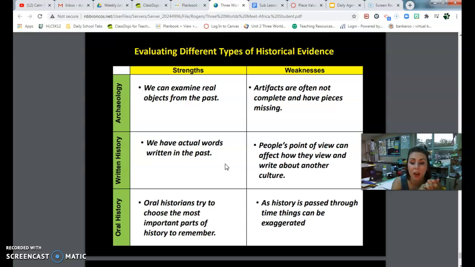Oral history, a strength is that historians try to choose the most important parts of the history to remember. And the weaknesses is that things can be exaggerated and changed over time as stories are being told. So those are just some of the strengths and weaknesses of different types of historical evidence. So the guest teacher can pause this video for you to write this down if you need to.